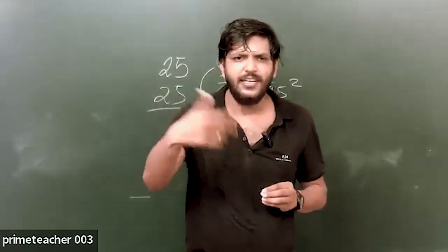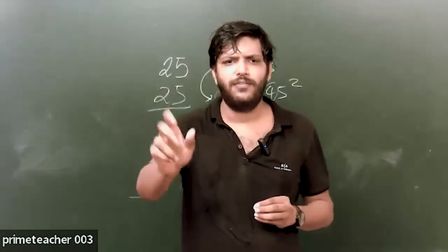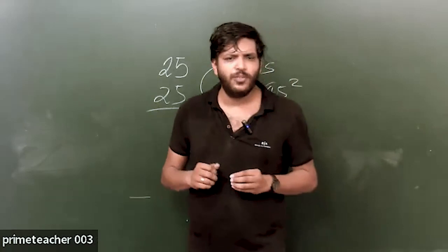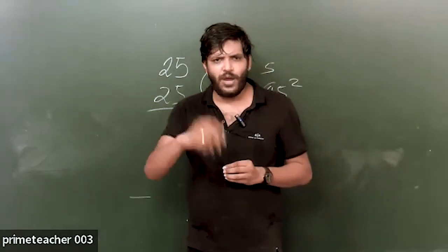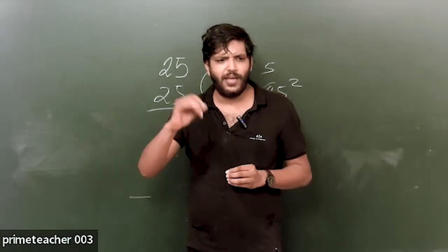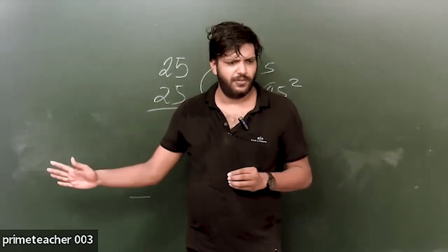Just imagine 35. 3 times 4 is 12. 1225 is the square of 35. 1 more than the one before. That's it. Just one script, game is over. You can square anything that ends with 5.